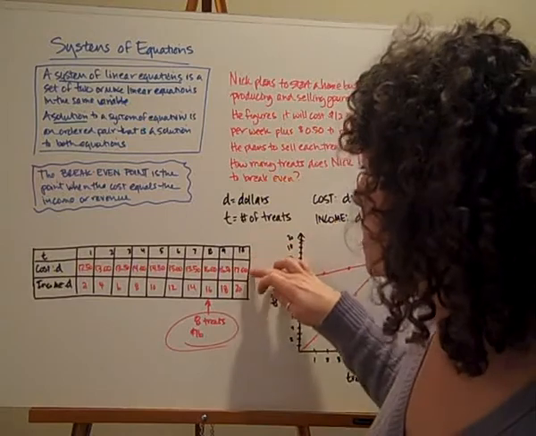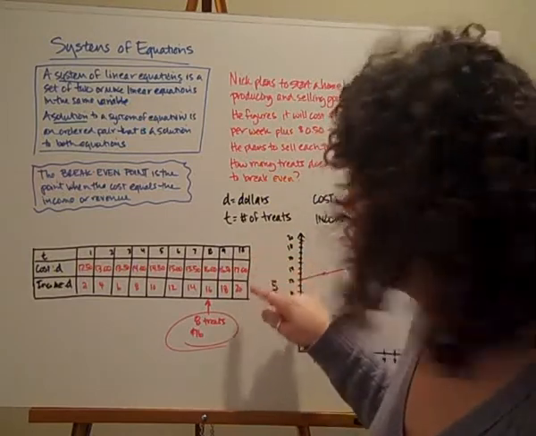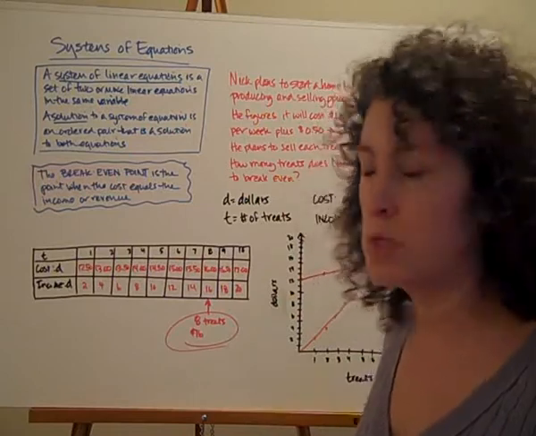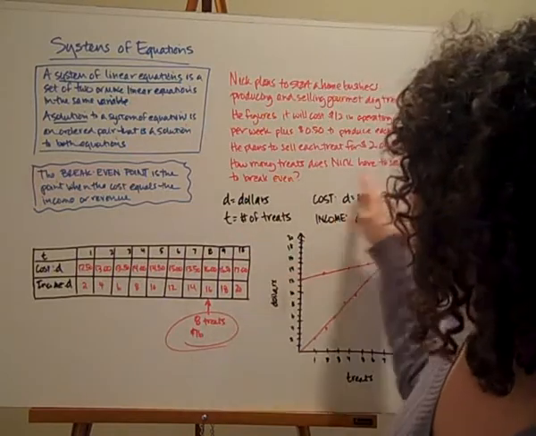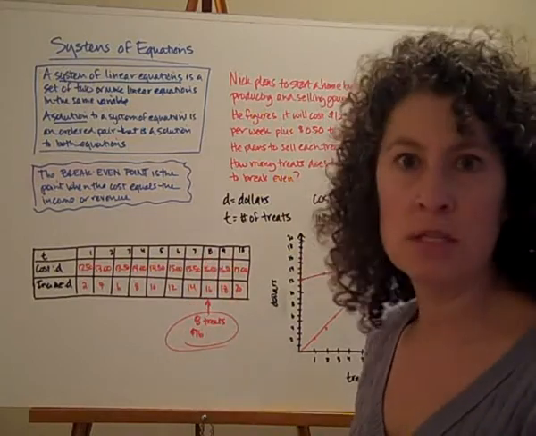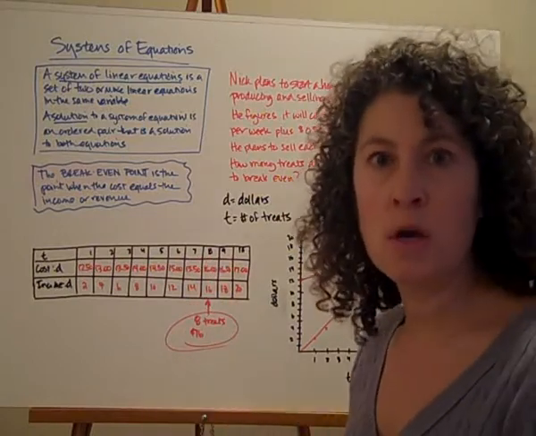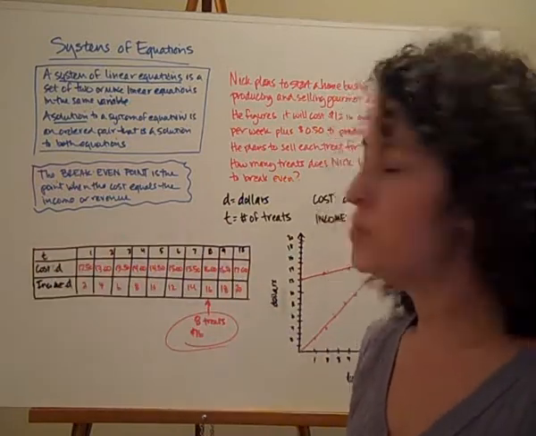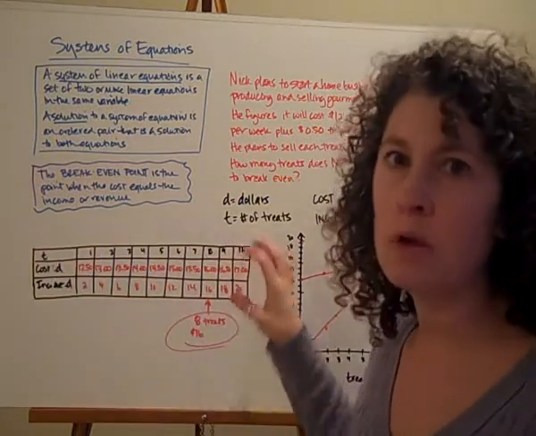So notice here at 10 treats, it costs him $17, but he made $20. So he now has $3 to spend, which is pretty exciting. So the question was, how many treats does he have to sell to break even? He has to sell 8 treats. 8 treats will cost him $16 and get him an income of $16. A table is one way to do this, but notice this is really cumbersome and rather awkward to do.